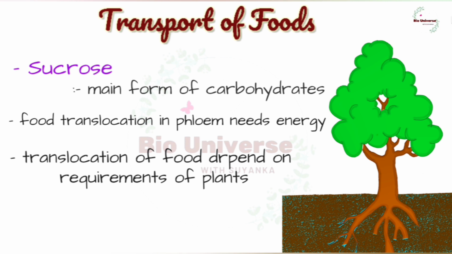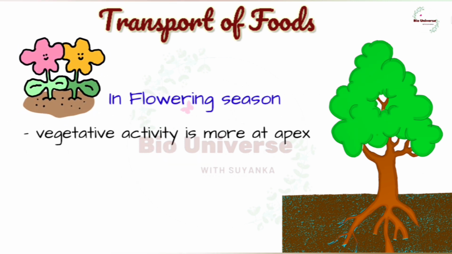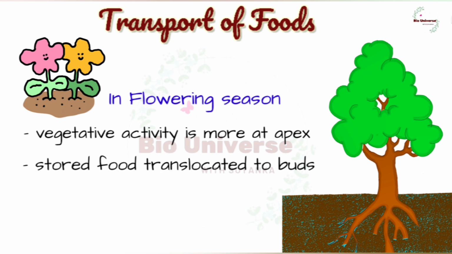For example, in the flowering season, the vegetative activity is more at the apex of the plant. Sugar in the leaves will be readily consumed. This is the reason for the translocation of sugar to the buds from the storage regions during spring. Excess food is transported to the storage regions when the vegetative activity of the plant is reduced.